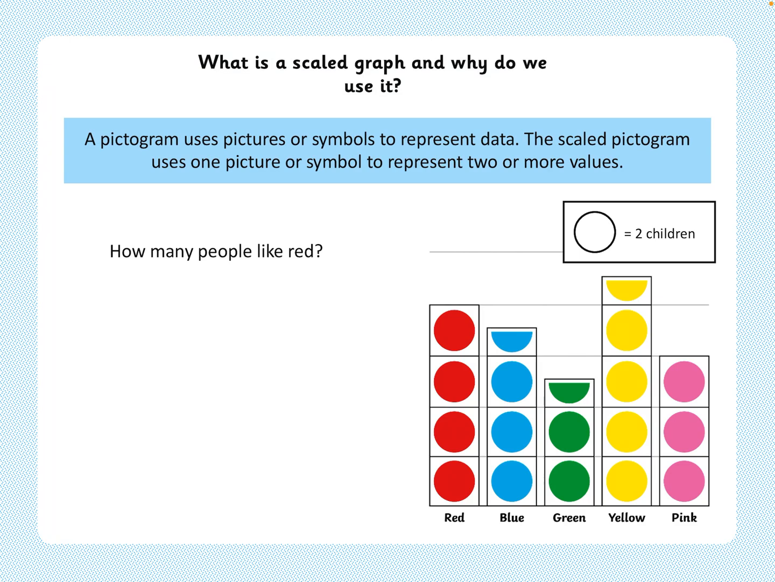And a scaled graph is when we have, for example, in this pictograph, one circle equals more than one. So we had to make sure there's a key to show what the scale is. So in this case, one circle equals 2 children. So half a circle will equal 1 because half of 2 is 1. So you need to be really careful when you're reading graphs when they're on a scale. For example, you may look at red and think, oh, that's 4 children. But if each circle is worth 2, then it's 2 times that, so it's 8.